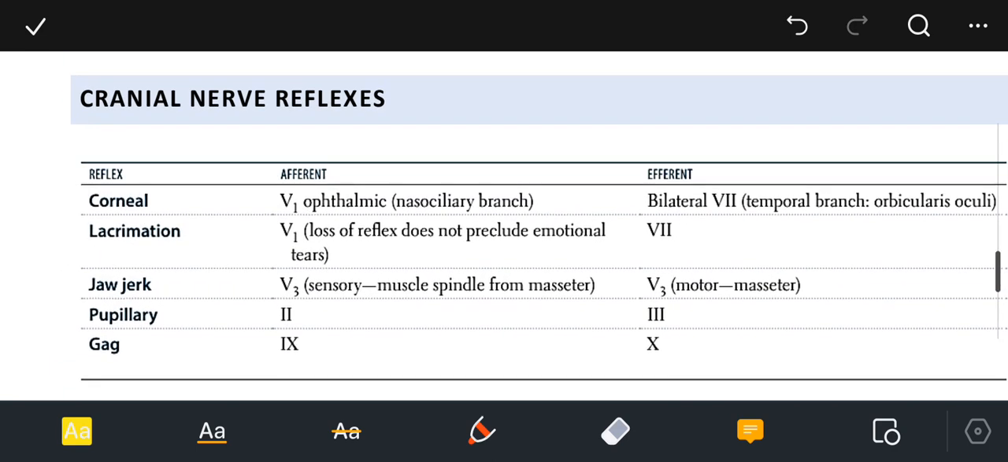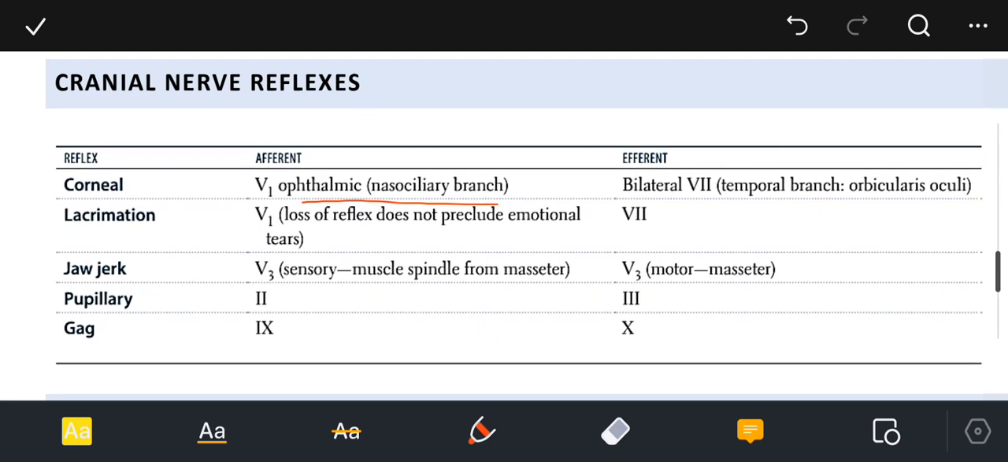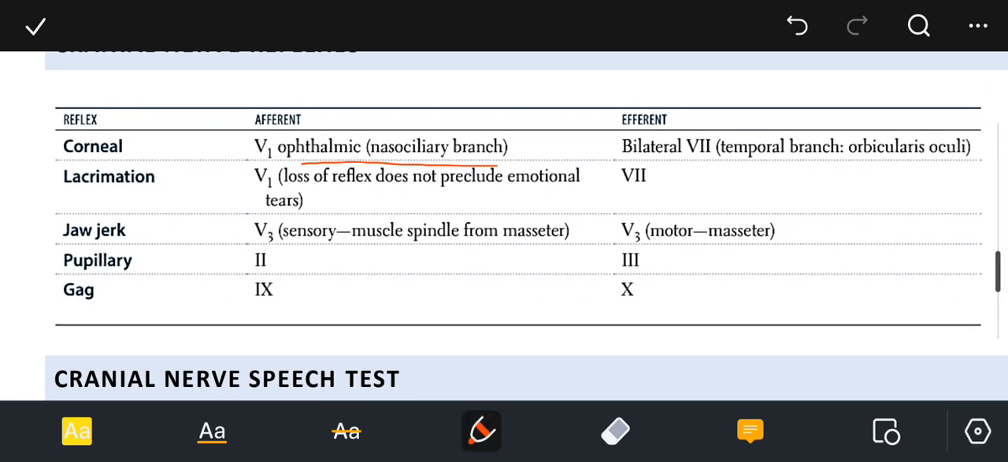Now these are some reflexes, they are important, you must remember them. The corneal reflex: the afferent limb is by the V1 ophthalmic nasociliary branches, and the efferent is bilateral cranial nerve 7 temporal branch and orbicularis oculi. So if we use a wisp of cotton and touch the cornea, the sensation of touch or pain is carried by the ophthalmic branch of the trigeminal nerve, and in response to that, the facial nerve will fire, and that will shut the eye by using the orbicularis oculi muscle, right?